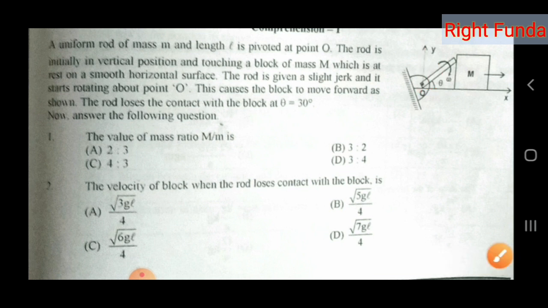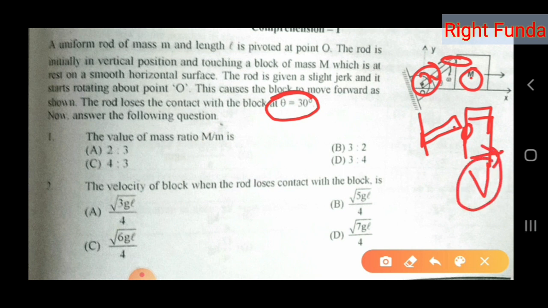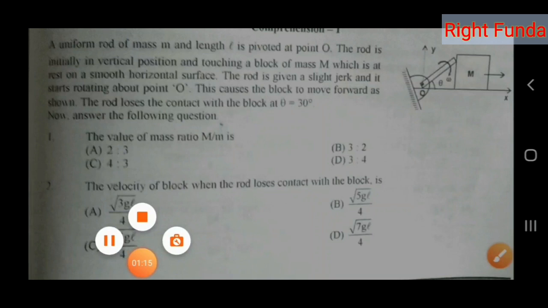Again, what is the question given? At theta equal to 30 degrees, it loses contact. Loses contact means what happened? The normal force becomes 0. So we have to find the ratio capital M by small m, and when this normal force becomes 0 and we lose contact, what is the velocity of this block at that time, that you need to calculate. Let's solve this problem.